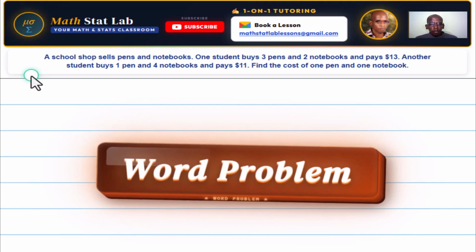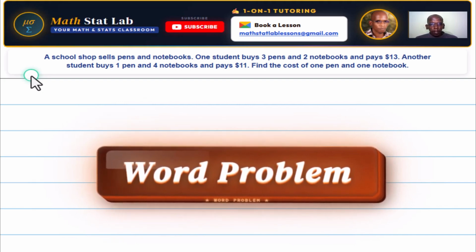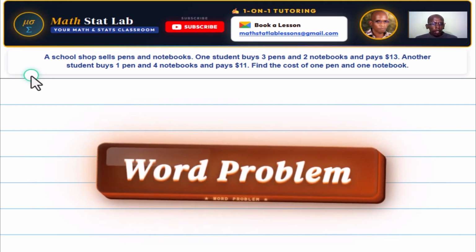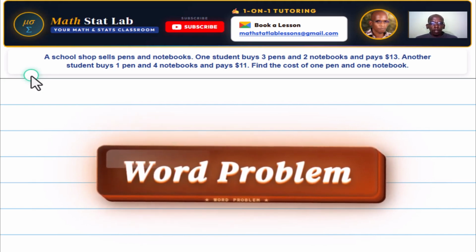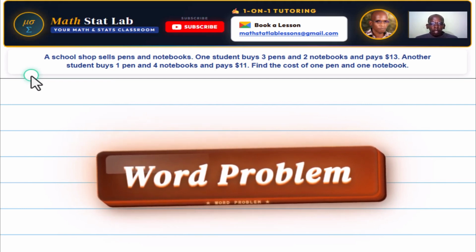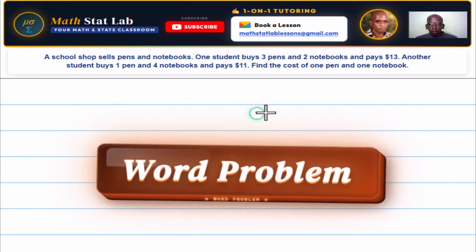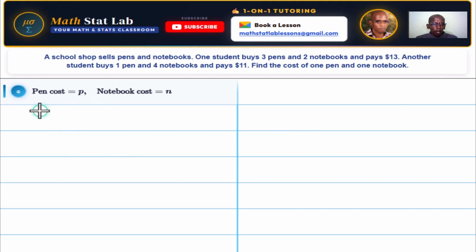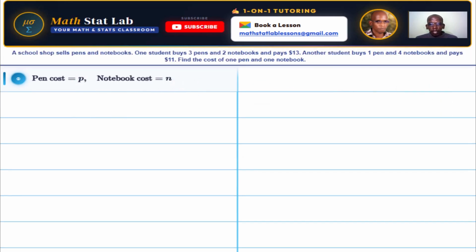It says, a school shop sells pens and notebooks. A student buys 3 pens and 2 notebooks and pays $13. Another student buys 1 pen and 4 notebooks and pays $11. Find the cost of 1 pen and the cost of 1 notebook. So you see from the question, you are told to find the cost of 1 pen and the cost of 1 notebook. So we need to assign variables to those two costs. The cost of a pen, we can say it is P, and the cost of 1 notebook, we can say it's just N. Then we can go back to the question.